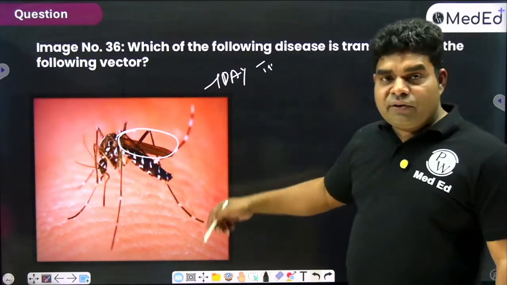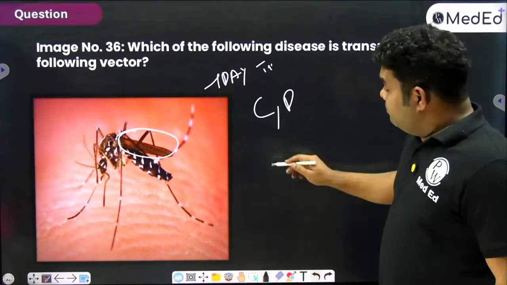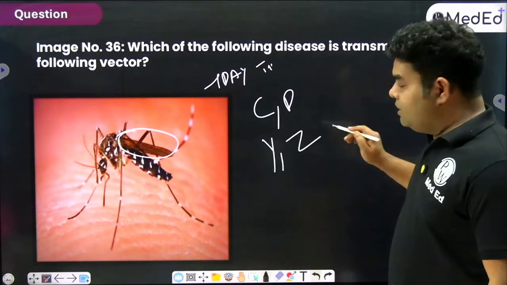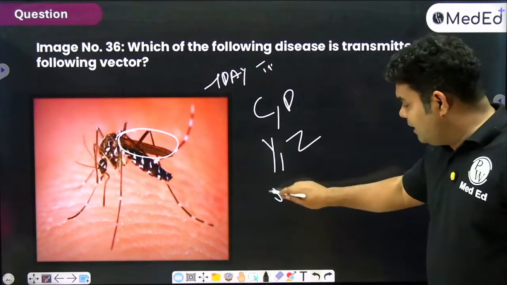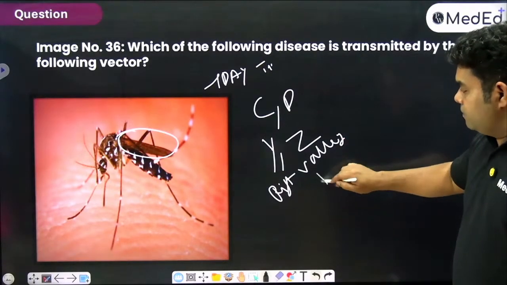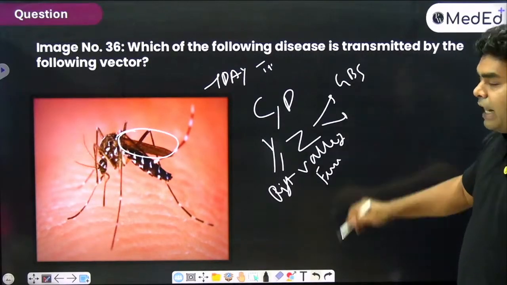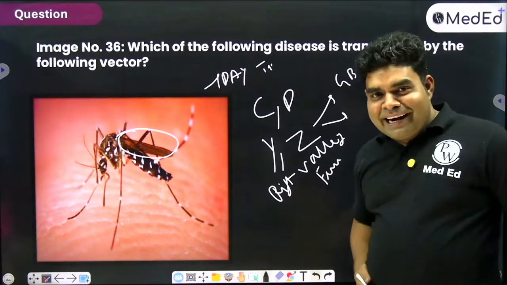Now, what are the diseases transmitted by Aedes? Very simple to remember. CD, chikungunya, dengue. Then YZ, yellow fever and Zika virus, CD, YZ. And last is Rift Valley fever. With Zika virus, 2 things can occur. First is Guillain-Barré syndrome will occur. Second is, imagine me as a pregnant mother.